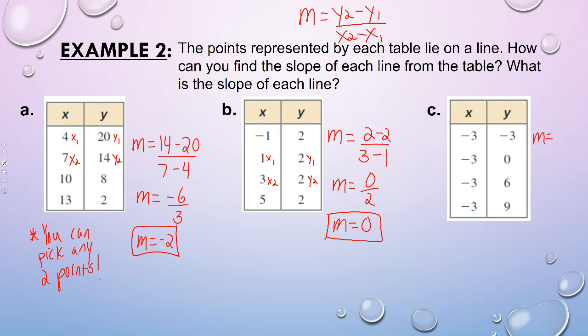So again, here, this time I'll use my bottom 2 points because it doesn't matter. x1, y1, x2, y2. So I have 9 minus 6 over negative 3 minus a negative 3. Well, a negative minus a negative in my denominator is just going to become plus. So I have 9 minus 6 over negative 3 plus 3. Now I have 3 over 0. 0 in the denominator is not allowed. When you have a 0 in your denominator, your slope is undefined.